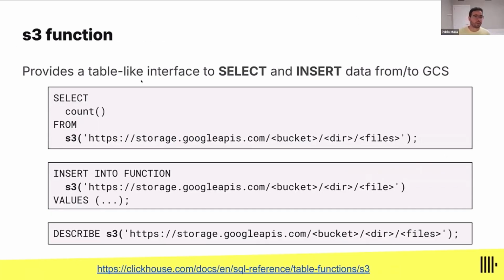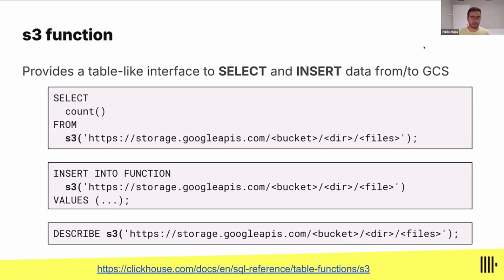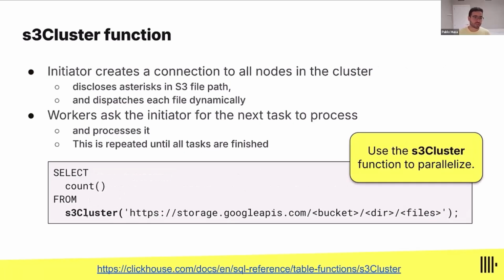The S3 function is exactly the same function as the GCS. Actually, the GCS is just an alias to the S3 function. And as I said before, the S3 cluster function allows us to parallelize because we use all the nodes in the cluster to process this data. So it's just going to make things faster.